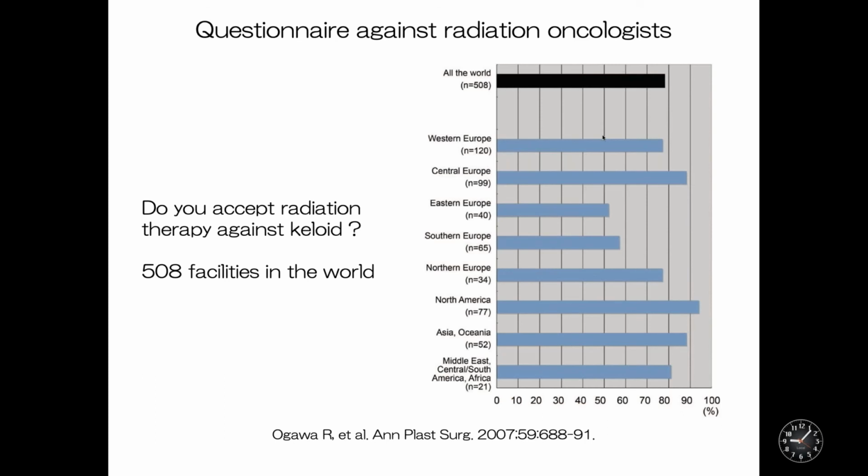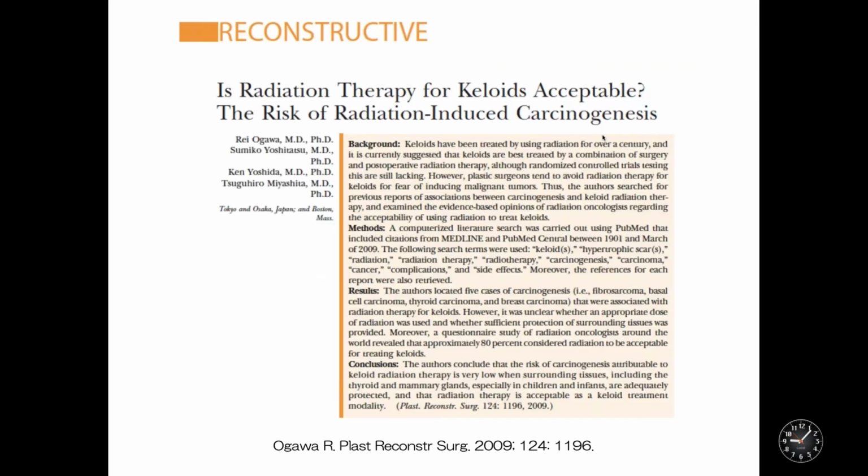And this is a questionnaire given to radiation oncologists. So actually, the attitude of radiation oncologists toward treating keloid differs by region. For example, there is a big difference between Europe and North America. In Japan and North America, 90% of radiation oncologists accept keloid treatment using radiotherapy, but just 50% of European oncologists accept keloid treatment using radiotherapy.